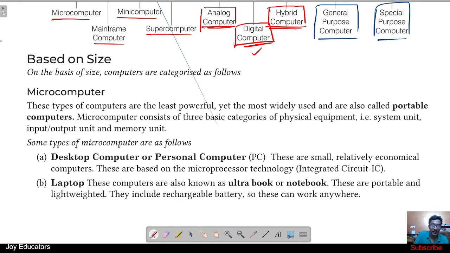So just put the heading as 1, and then the subheading as microcomputer. No need to write up everything, just listen to what I'm saying. Microcomputers are not very powerful, but they are portable, like laptops. A few things in microcomputers are PC, desktop computer, laptop, ultrabook, notebook, iPad Pro. These are all lightweight, and these are called microcomputers.